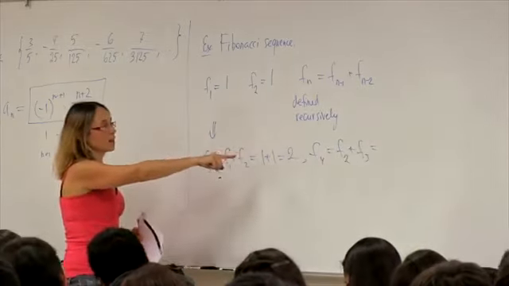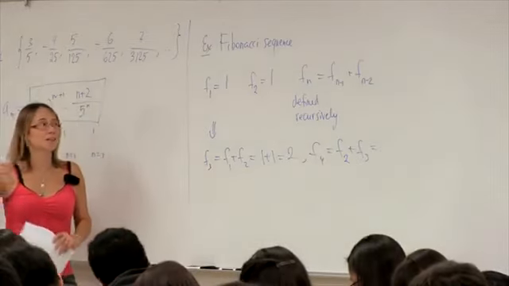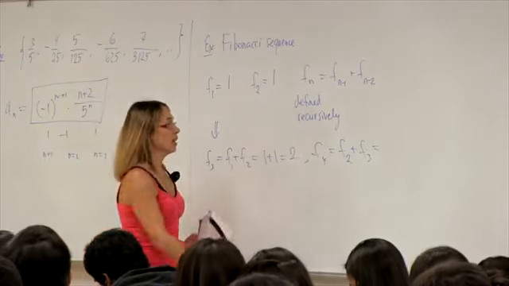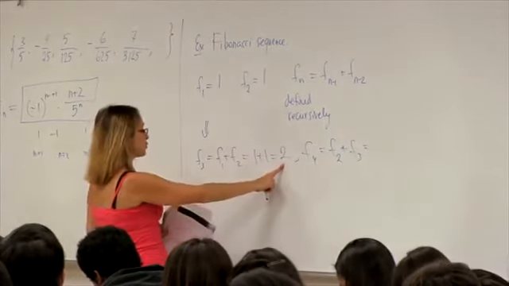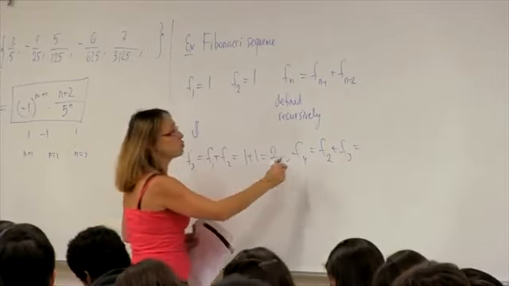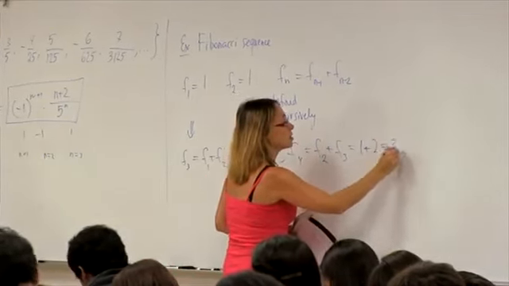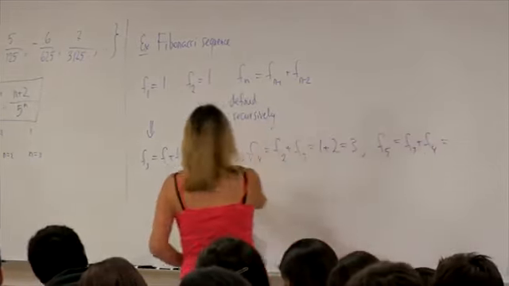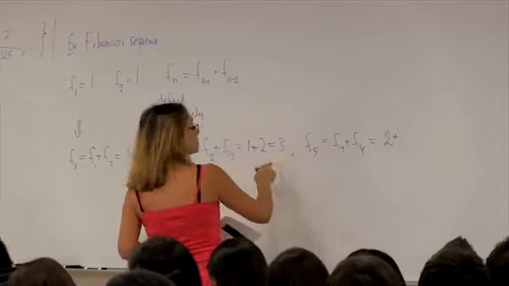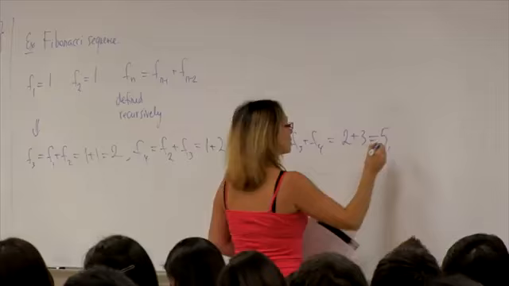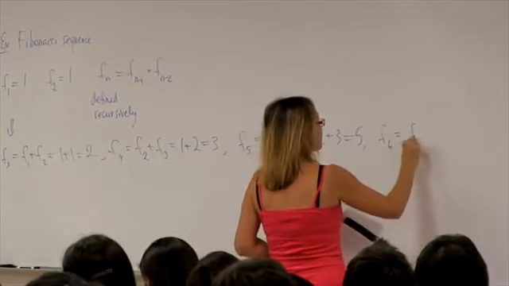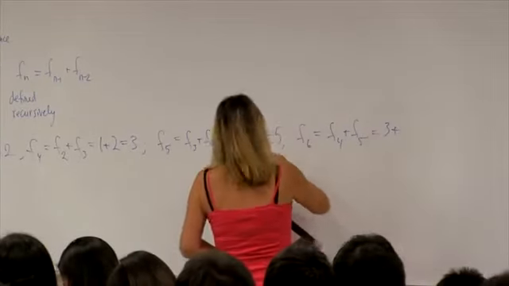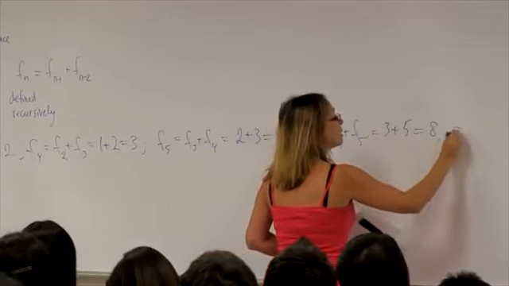And by the way, before, all the sequences I denoted as an. This is fn, but it doesn't matter. It's just a notation. F for Fibonacci, famous guy. So I have to add f2 and f3. f2 is 1 and f3 is 2, so 1 plus 2 is 3. Next, f5 is f3 plus f4. f3 is 2 and the next one is 3, so that is 5. Okay, let me do one more. f6 is f4 plus f5, which is 3 plus 5 is 8, etc.